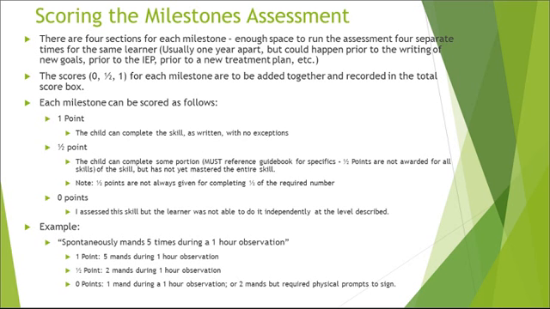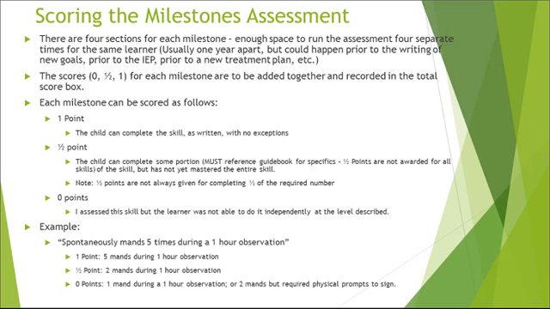The scores for each of these milestones are either a 0, a half a point, or a 1, and they're added together and recorded in the total score box. Each milestone can be scored as follows. 1 point indicates that the child can complete the skill as it is written. There are no exceptions. They can absolutely do it every single time. Half a point can be scored for a child who is able to complete some portion of the skill, but has not yet mastered the entire skill.